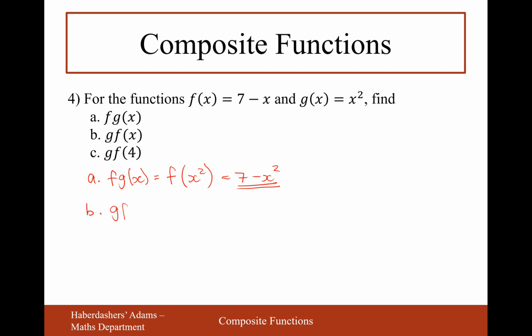Part B, gf of x, so I'm going to write out g, and then in brackets, the f function, which was 7 minus x. So I'm now going to put this algebra into the g function, and where x appears, I'm going to write 7 minus x. So it's going to be 7 minus x squared. And for part C, it's gf of 4. And I think here I'm going to use part B as my template and just replace x with the number 4. So that's going to make it 7 minus 4 squared. That's going to be 3 squared, which is 9.